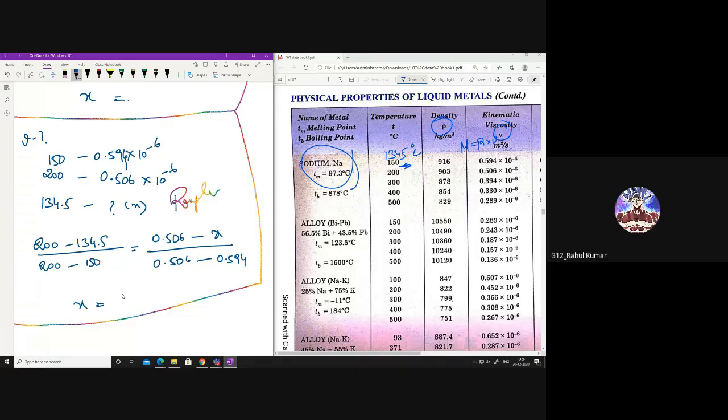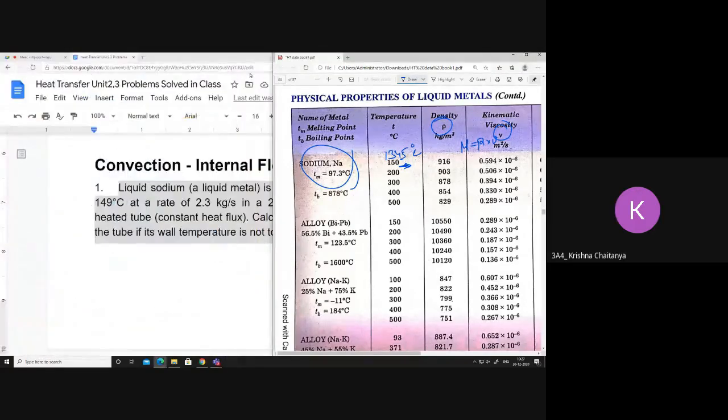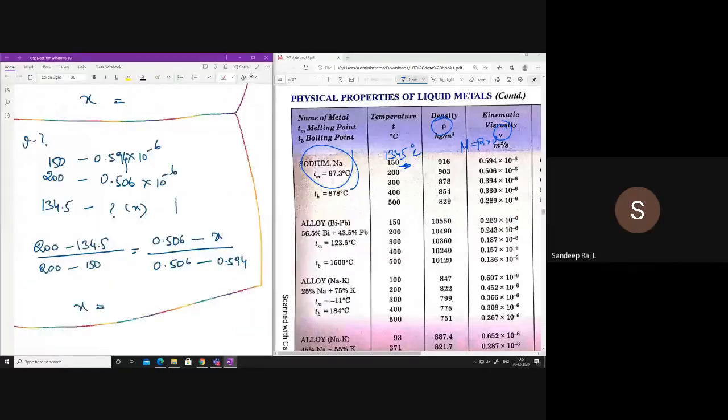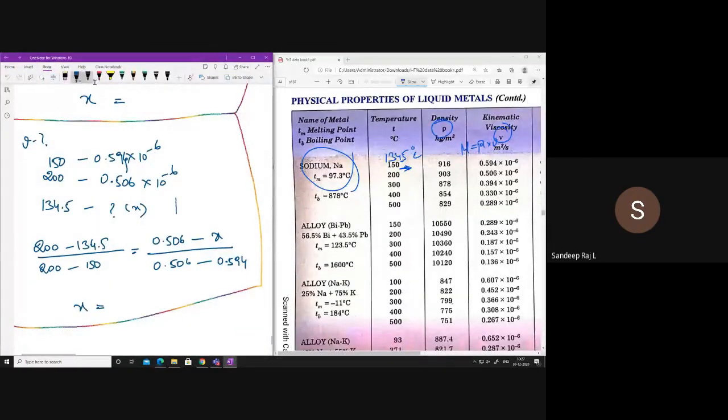Sir, density is 920.03 kg per meter cube. 920 you say? Yes, sir. Sir, 920, is it correct, sir? I'm a little confused. It's correct only. Okay, sir. 920.03 kg per meter cube.